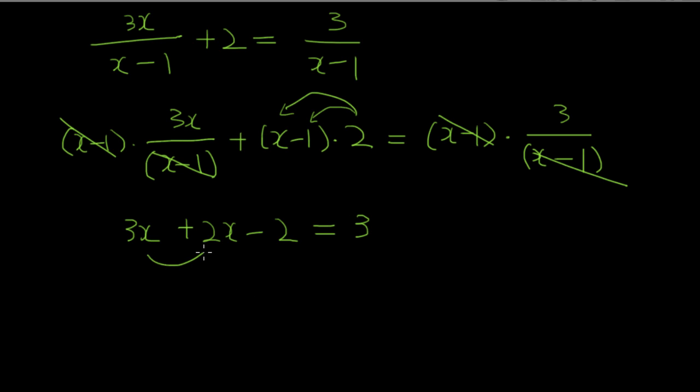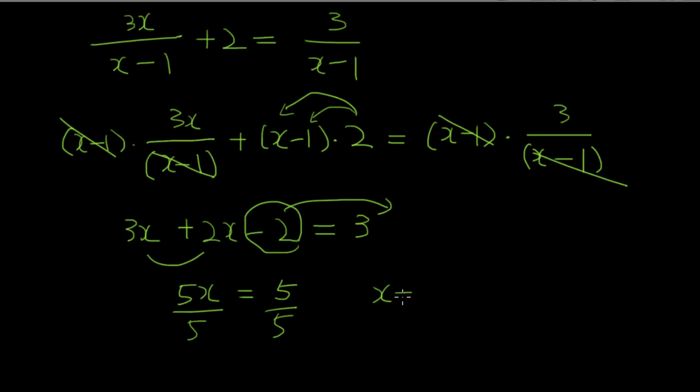So this combined to be 5x, and if I move this 2 to the other side, that becomes plus 2, 3 plus 2 would be 5. Divide both sides by 5, and we have x equal 1.